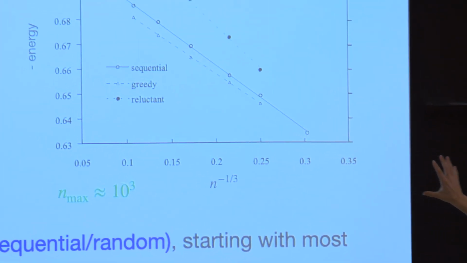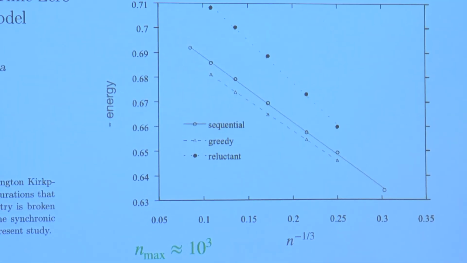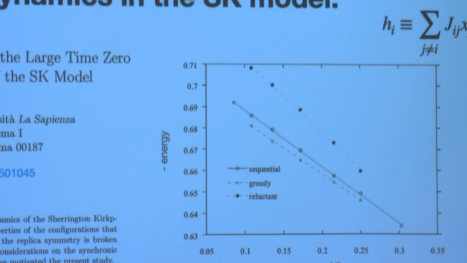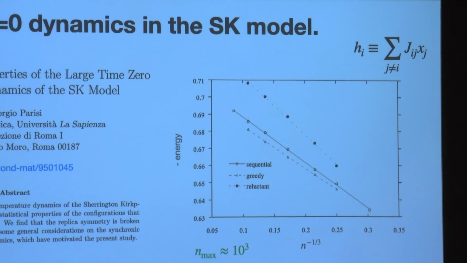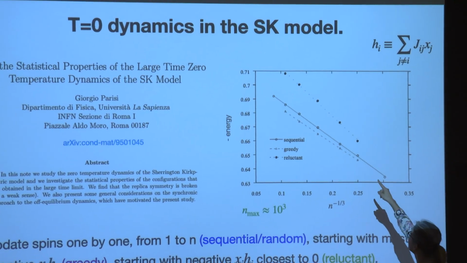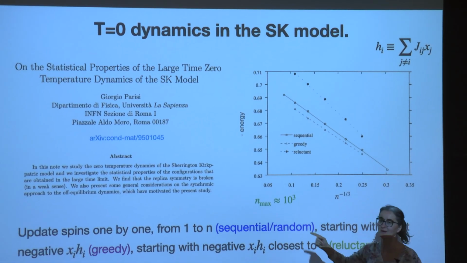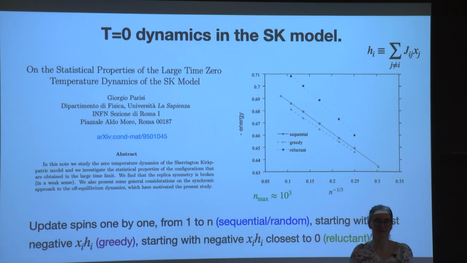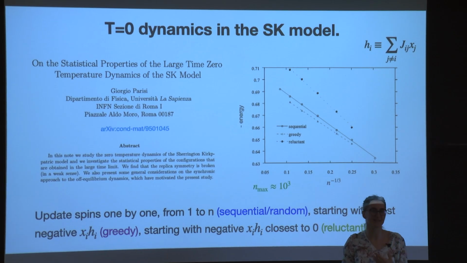So this is just a picture from his paper. He plots the minus the energy. So above is lower energy. Below is higher energy. So we want to be lower energy. So above is more interesting. And look which of the algorithms is above. It's the reluctant one. It is the one that is flipping the spin that is unsatisfied, but the least unsatisfied.